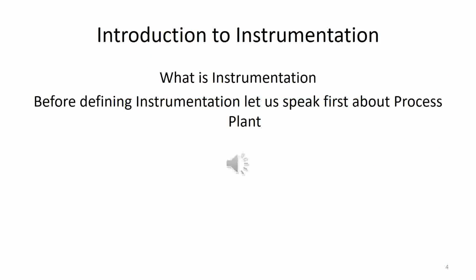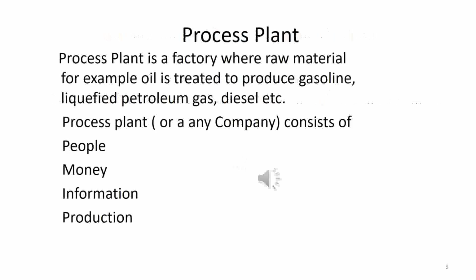Introduction to instrumentation. What is instrumentation? Before defining instrumentation, let us speak first about process plant. Process plant is a factory where raw material, for example oil, is treated to produce gasoline, liquefied petroleum gas, diesel, etc. Process plant or any company consists of people, money, information and production.